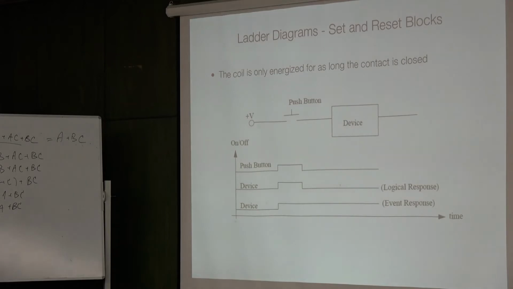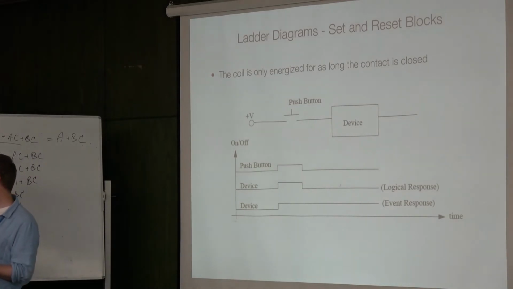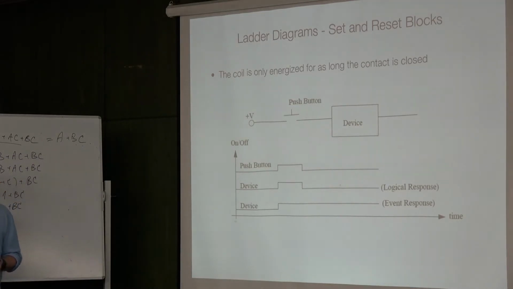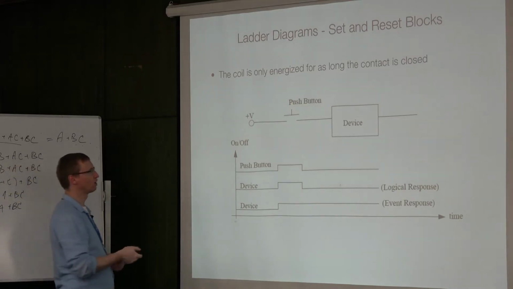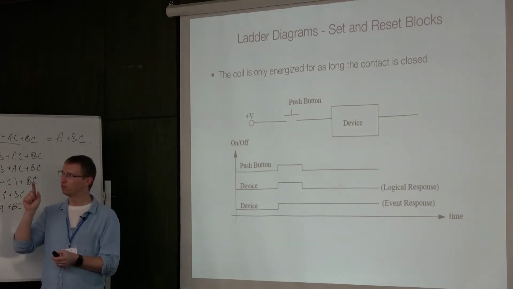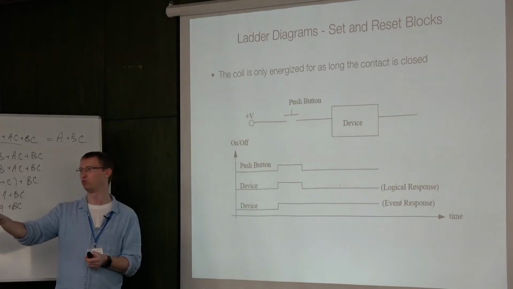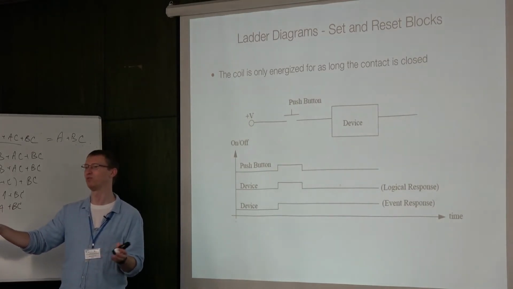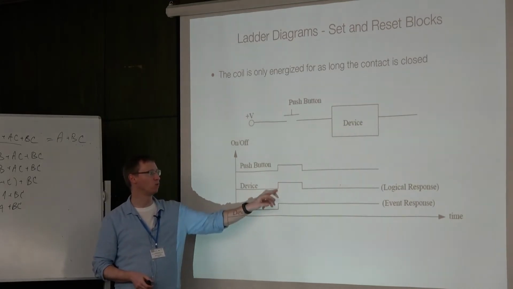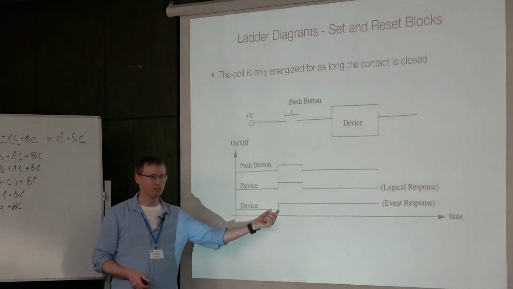Okay, let's go further. The main trouble with PLCs and with this kind of behavior is that the output coil is only energized for as long as this contact is closed. So it's like if you want to have the switch on in this room, somebody would need to stand there and hold the switch pushed, okay, which is of course not something what we want. But it is illustrated here. The device only works as long as the input is closed.